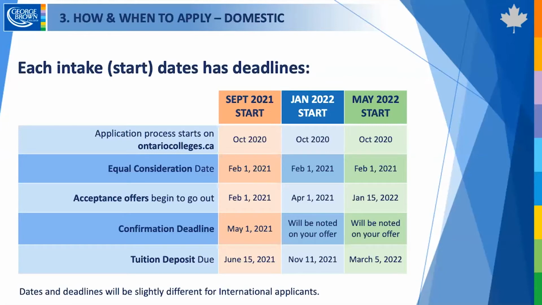Now, once we start sending out those acceptances and you've gotten into your dream program, wonderful, congratulations. We will need you to confirm that you're coming by May 1st. If you don't confirm that you're going to be attending, as soon as May 1st passes, we will pass that seat along to somebody on the waiting list. So be sure to confirm.